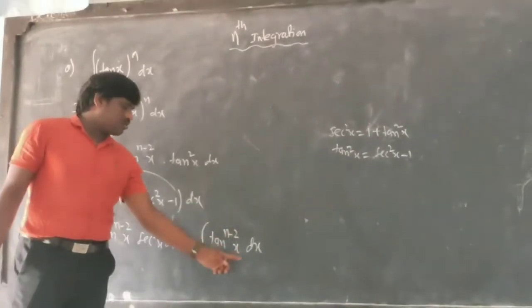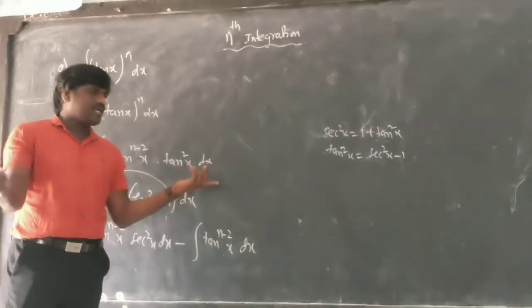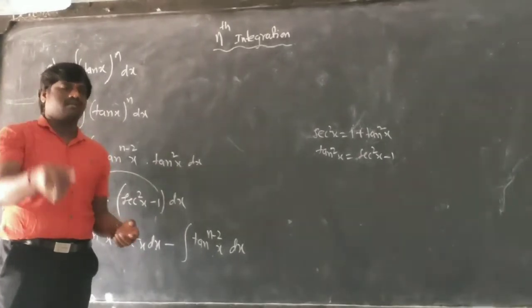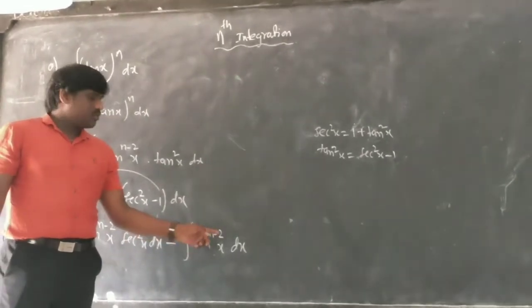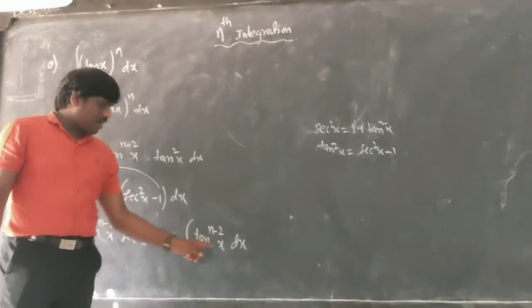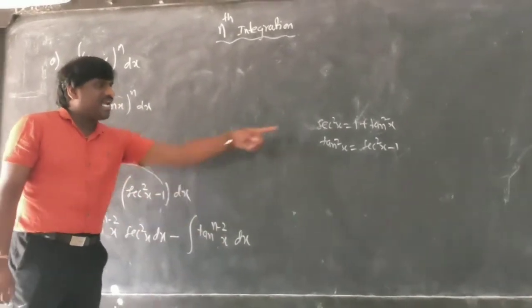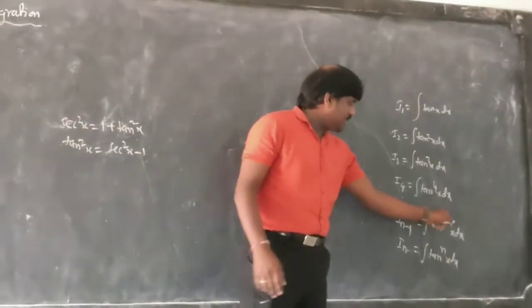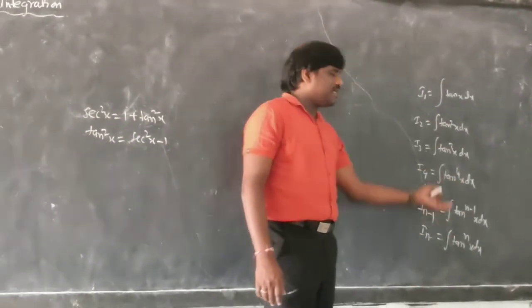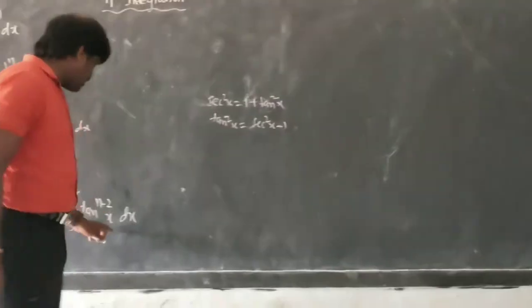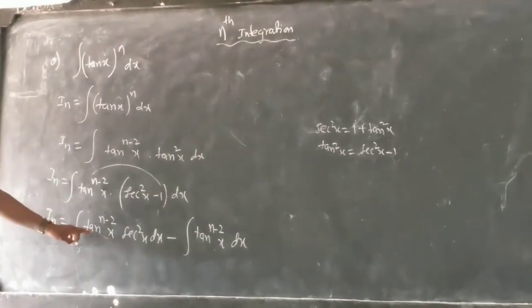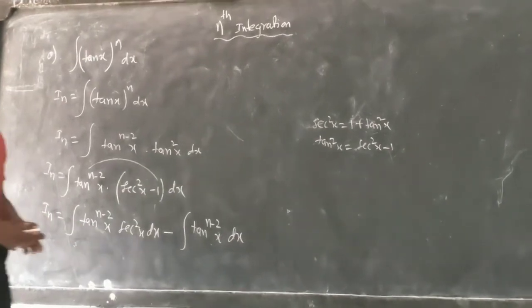So if I want tan power n minus 2x dx, again what do I have to do? I have to write tan power n minus 4x dx into tan square x. So that way we cannot do that. Now what can I write here? This is In minus 1, then In minus 2 will be that only. So I can replace this one with In minus 2, and I can take here tan x is equal to t, then the problem is solved.